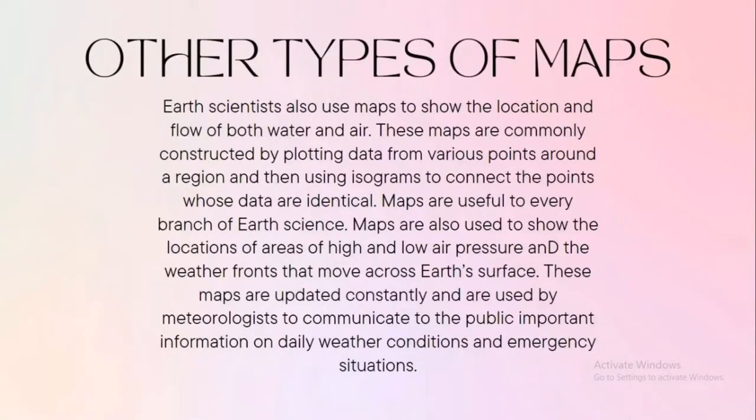Other types of maps. Earth scientists also use maps to show the location and flow of both water and air. These maps are commonly constructed by plotting data from various points around the region and then using isograms to connect the points whose data are identical. Maps are also used to show the locations of areas of high and low air pressure and the weather fronts that move across Earth's surface. These maps are updated constantly and are used by meteorologists to communicate to the public important information on daily weather conditions and emergency situations. So here are some examples of other types of maps.